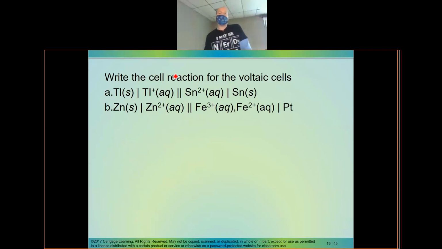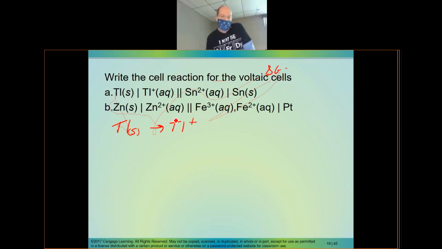All right, so here would be a question on the test. Write the cell reaction for the voltaic cells. All right, so we just know that this is going to generate electricity. It's a spontaneous reaction, and that means delta G is negative. All right, so we have Tl solid going to Tl+. All right, and so that's what that is telling us.